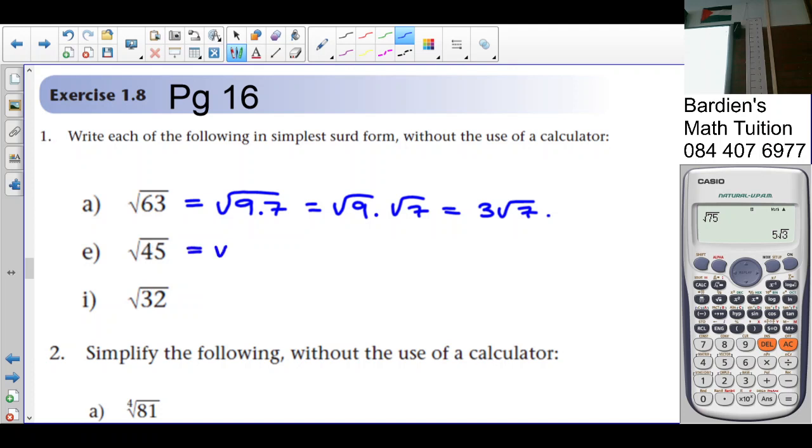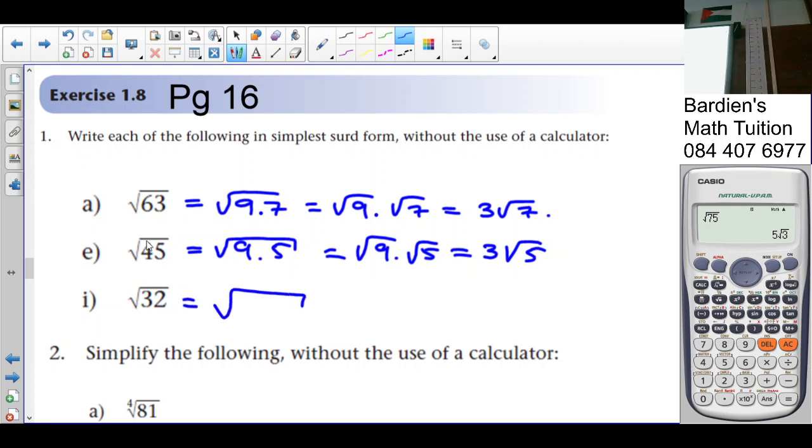For the root of 45, it is going to be the root of 9 times 5. That can be written as the square root of 9 times the square root of 5, which is 3 root 5. The biggest perfect square that goes into 32? 16. It will be 16 times 2, which is the square root of 16?